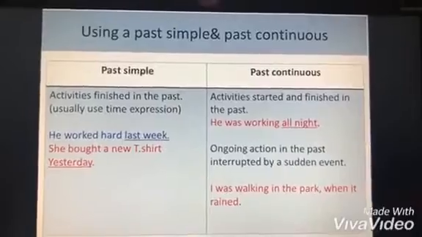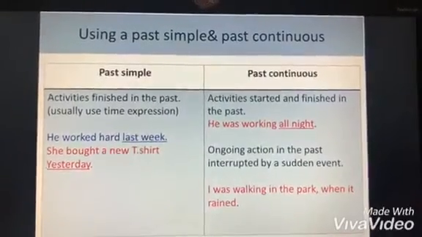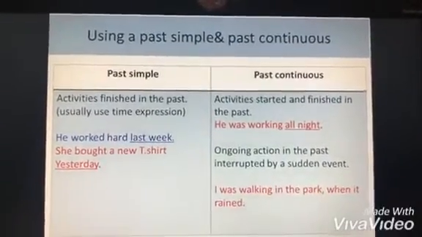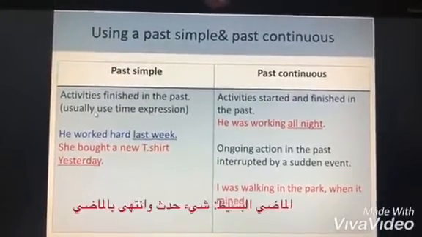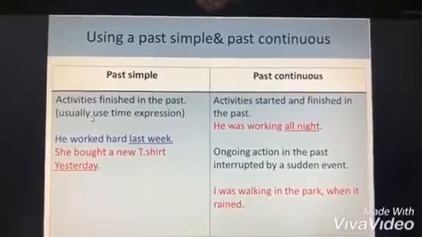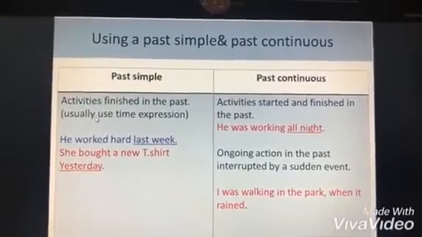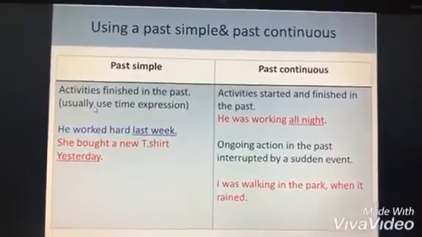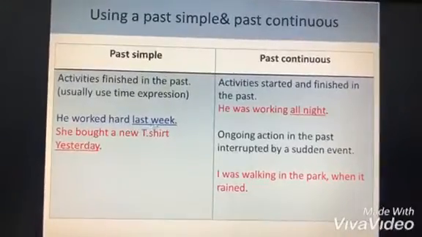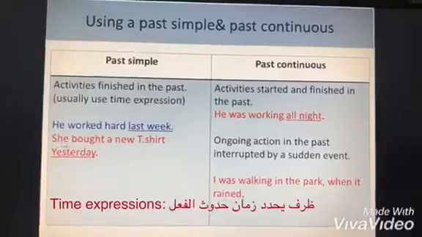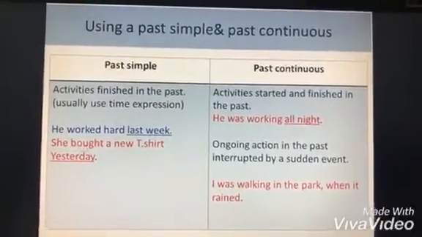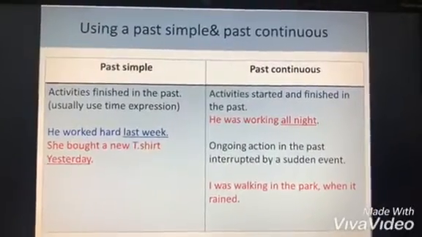Now let's move on to using the past simple and the past continuous. Past simple, we use it with activities finished in the past, and we usually use a time expression. For example, he worked hard last week. Last week here is the time expression. She bought a new t-shirt yesterday. Yesterday here is the time expression.